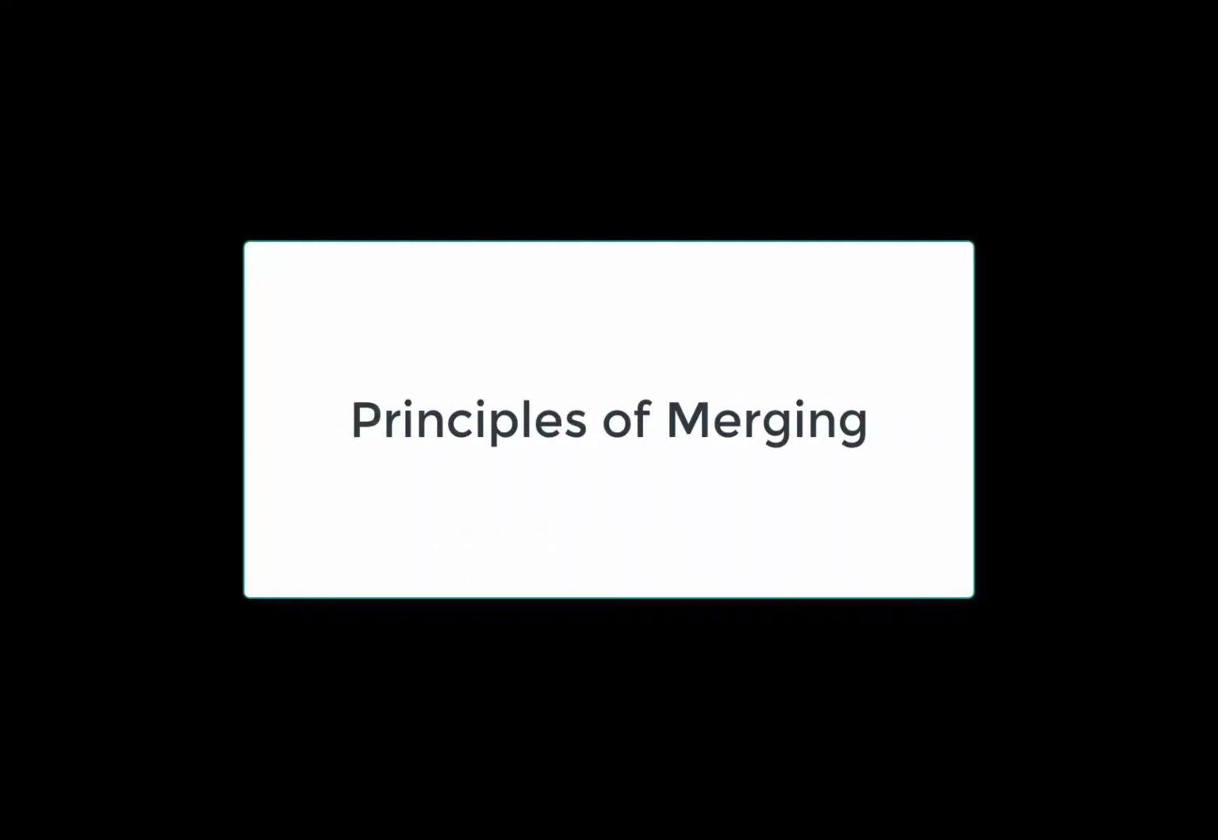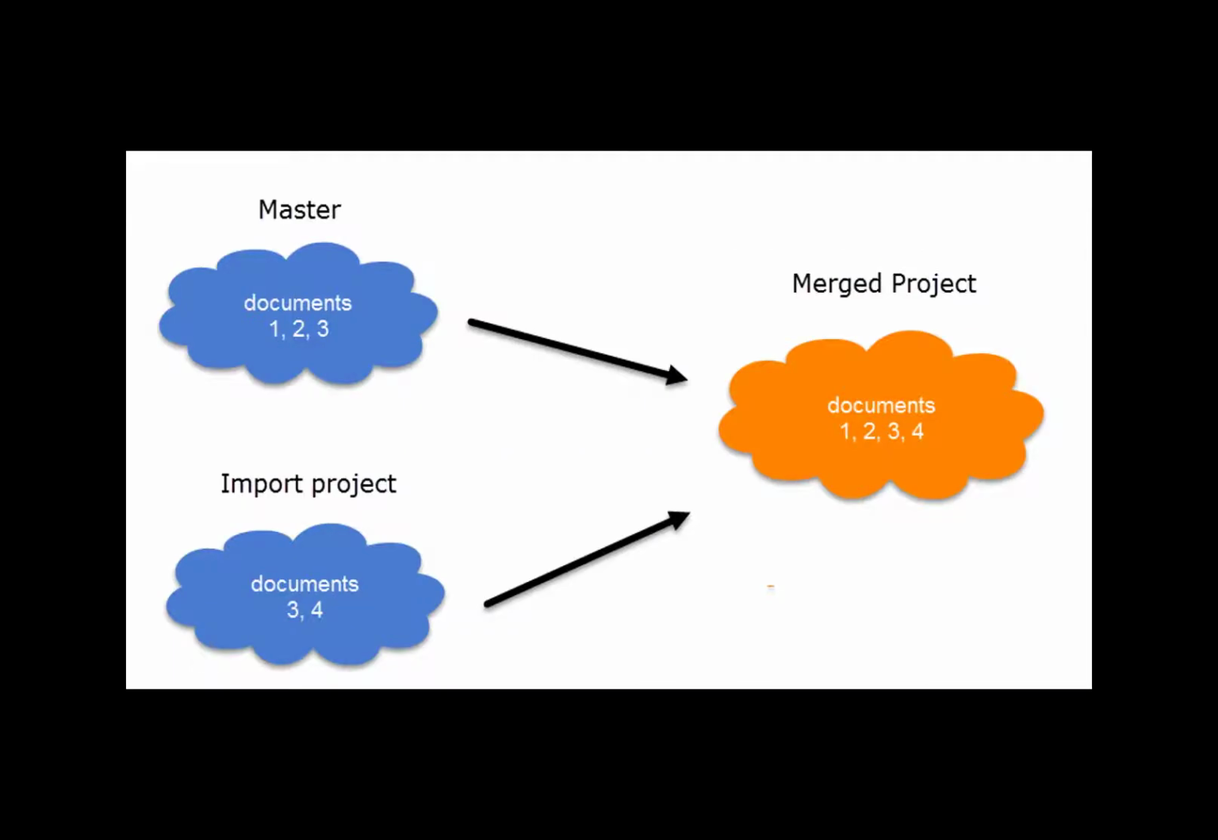Before I show you in the software how to actually do the merge, I would like to walk you through some general principles. The general rule is that everything that is the same will be merged, and everything that is different will be added. So let's look at this example here. We have two projects, and document 3 is available in both projects, and 1, 2 and 4 are different documents. So we end up with a merged project that contains documents 1, 2, 3 and 4.